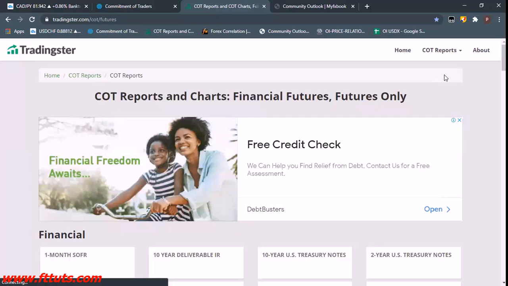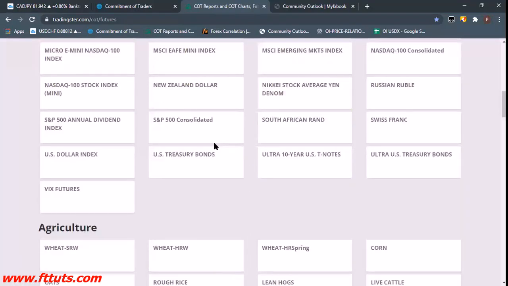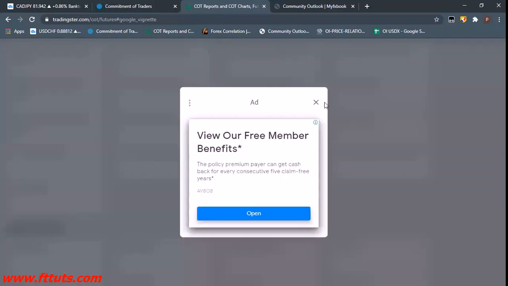The reason why I stopped using this website is because when I started to trade court, I used to trade court this way. So let me just open a US dollar for this example.